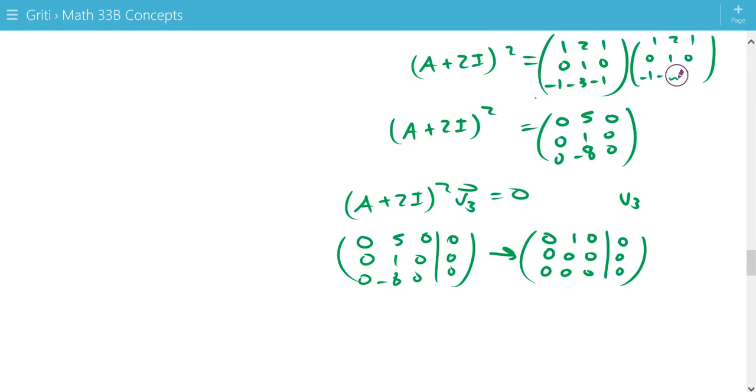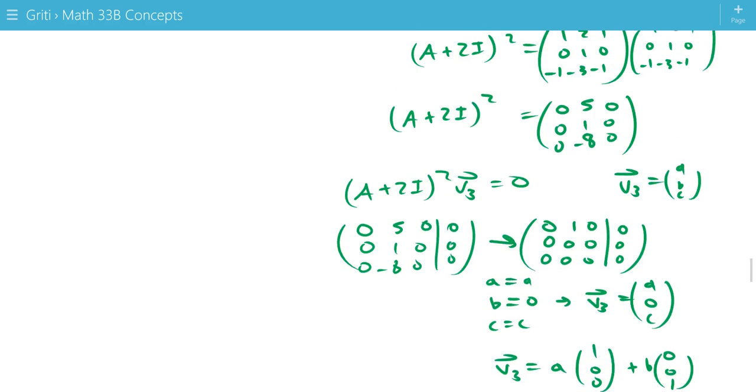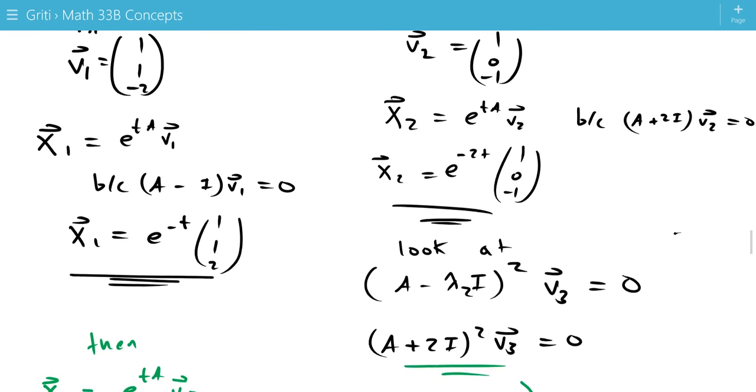So let's just look at V3, which equals A, B, C. This only tells us that B equals 0, A equals A, and C equals C. So V3 is equal to A, 0, C. So this has 2 free variables. So it actually gives us 2 what we call generalized eigenvectors. So we could choose either 1, 0, 0 or 0, 0, 1, as long as our solution is linearly independent from V2.